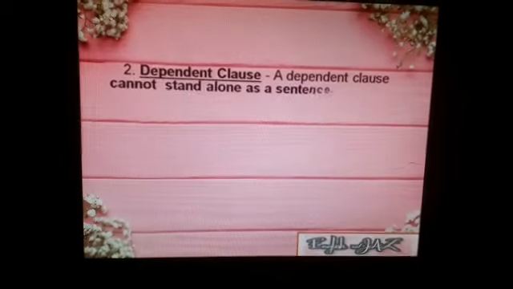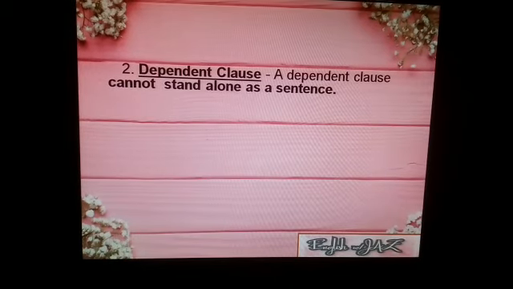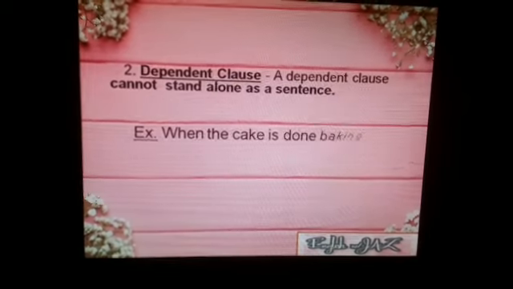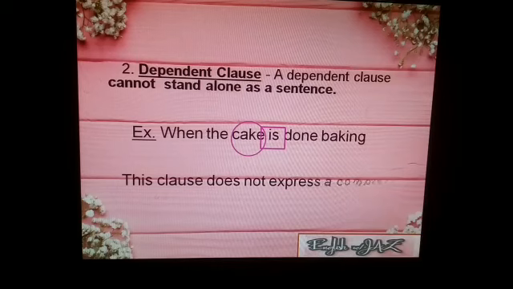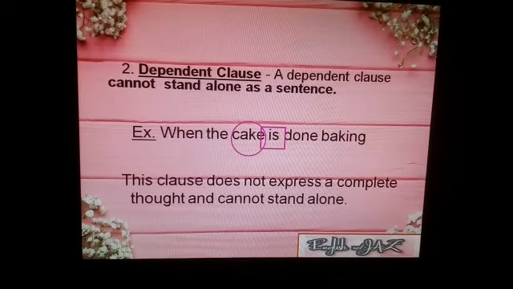The second one is what we call the dependent clause. A dependent clause cannot stand alone as a sentence, though it still has a subject and a predicate. For example, when the cake is done baking. In this one, we still have our subject, which is cake, and our verb, is. However, this clause does not express a complete idea or thought and cannot stand on its own, which makes it a dependent clause.